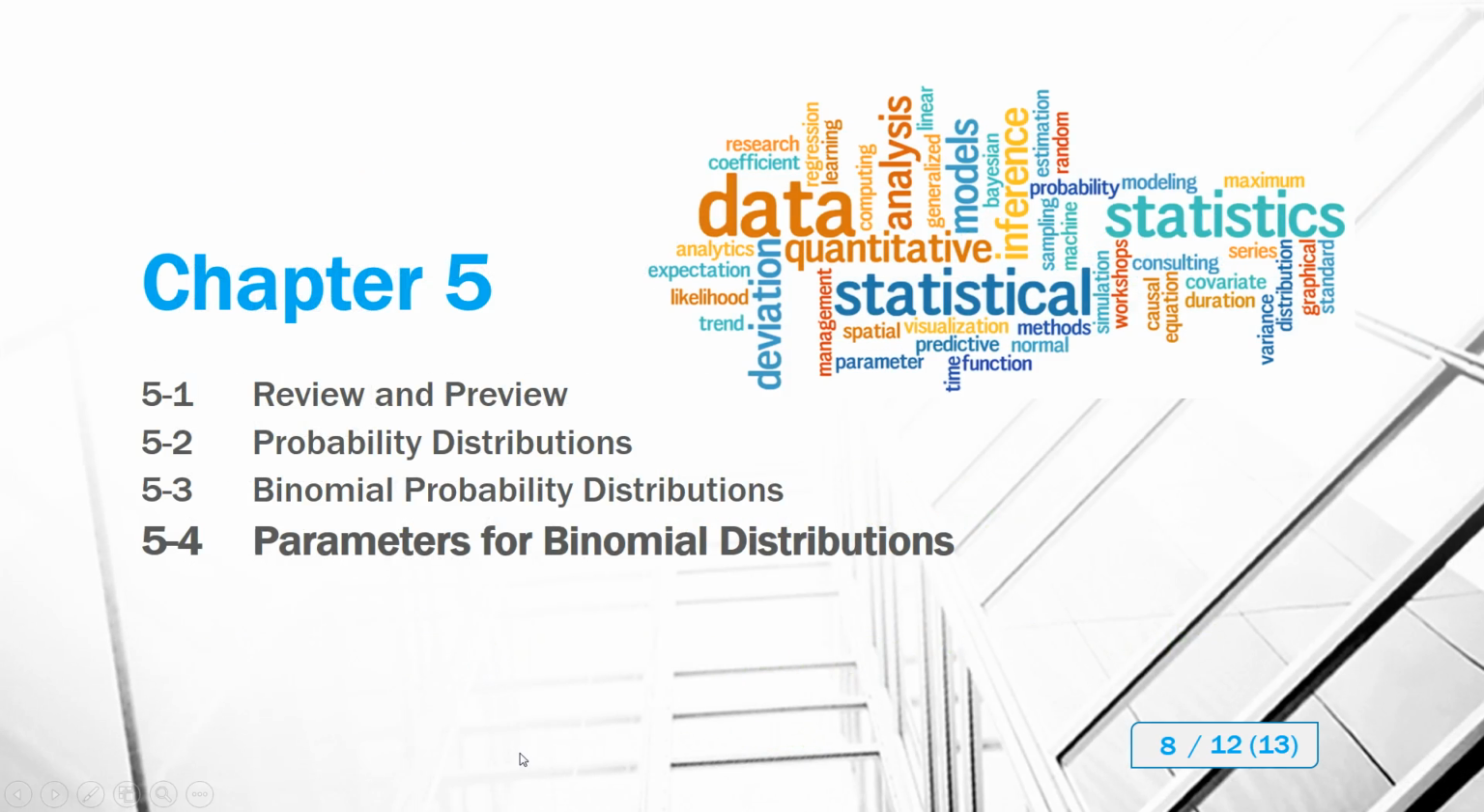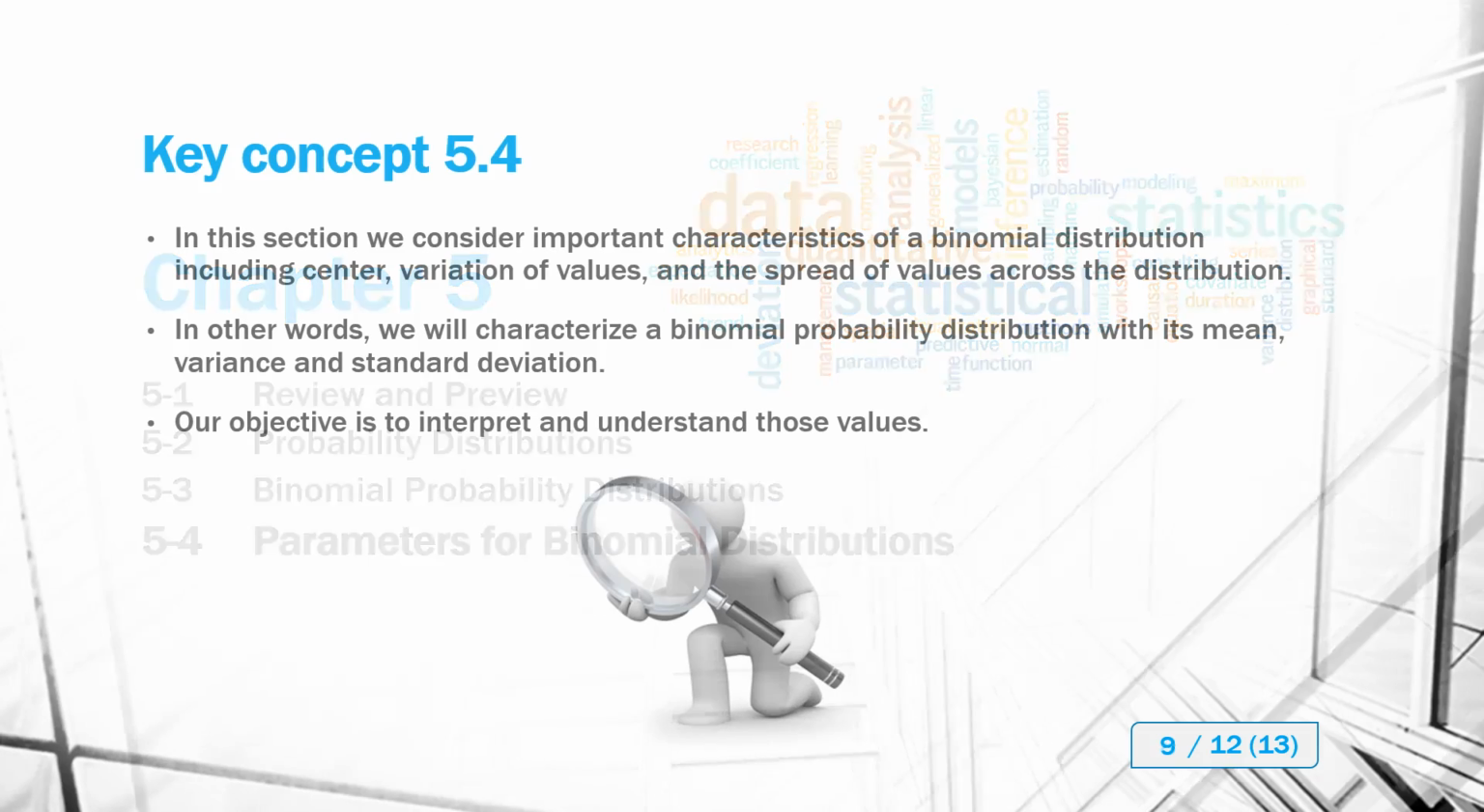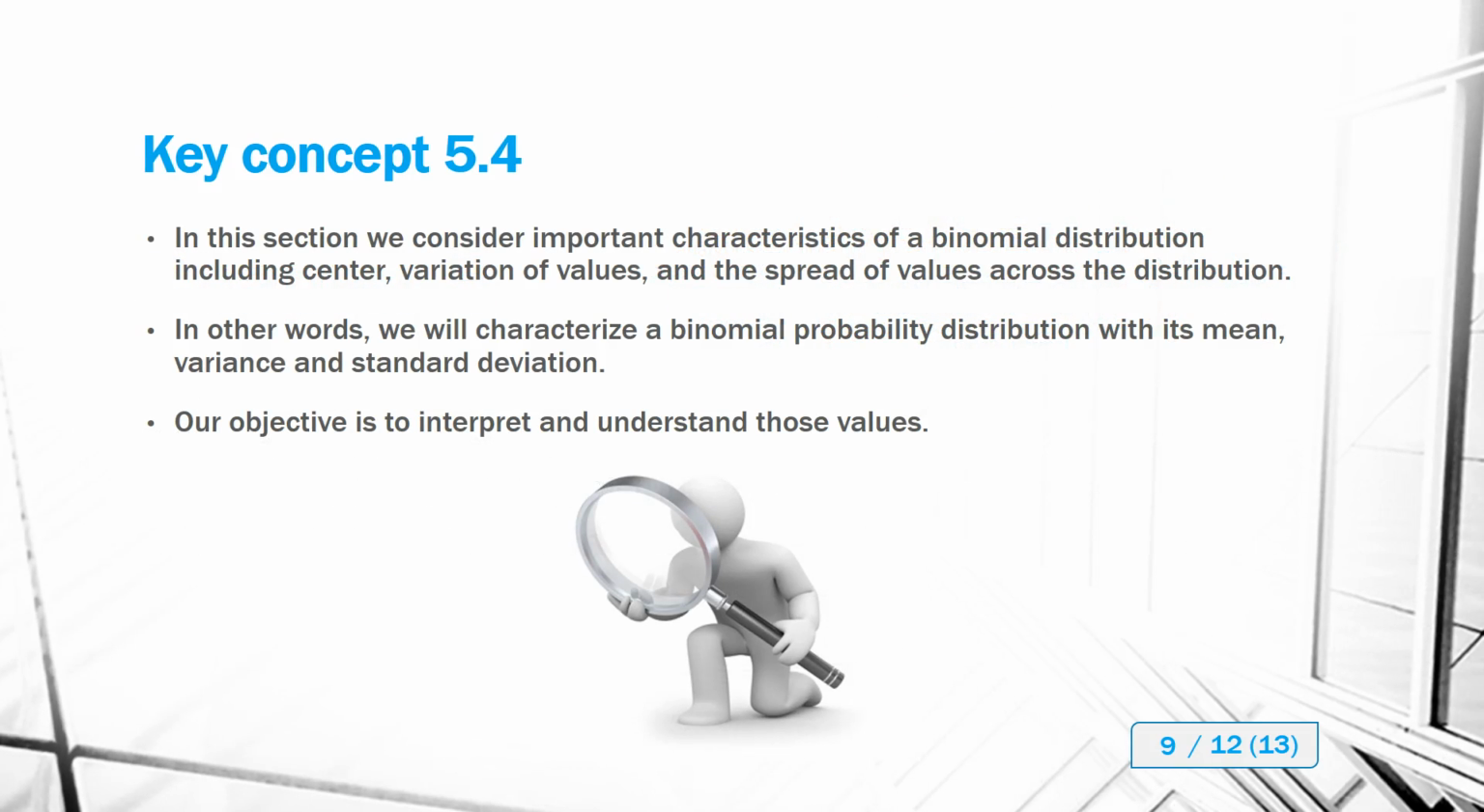This brings us to the last section in Chapter 5 we'll examine, which is the parameters for the binomial distribution. So let's dig into this. When we're talking about parameters, what we're really talking about is the mean, the variance, and the standard deviation. But we want to do more than just calculate these characteristics. We want to be able to interpret them and understand what it is that they mean.